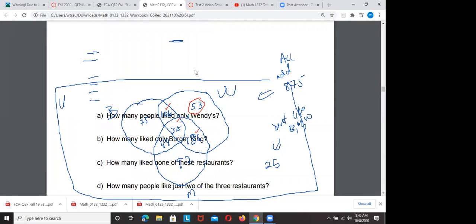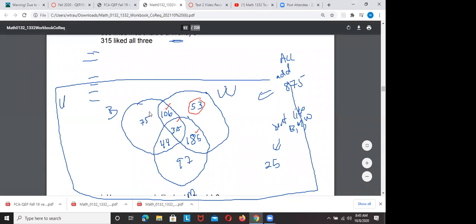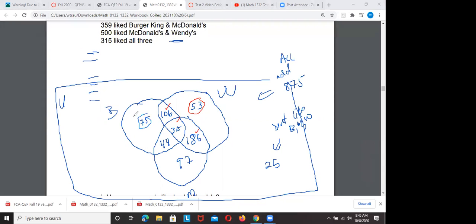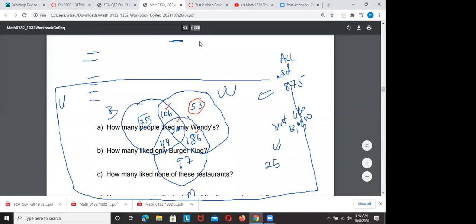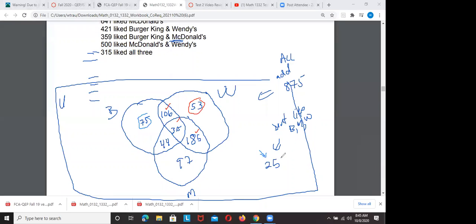And how many like only Burger King? Burger King, the next answer. This is the answer to number 2. That's just Burger King, 75. And how many like none of the restaurants? None of the restaurants, right there. 25 don't like any of the restaurants that we picked.